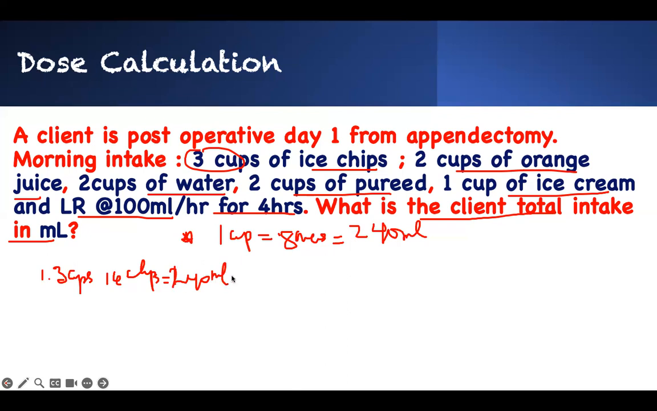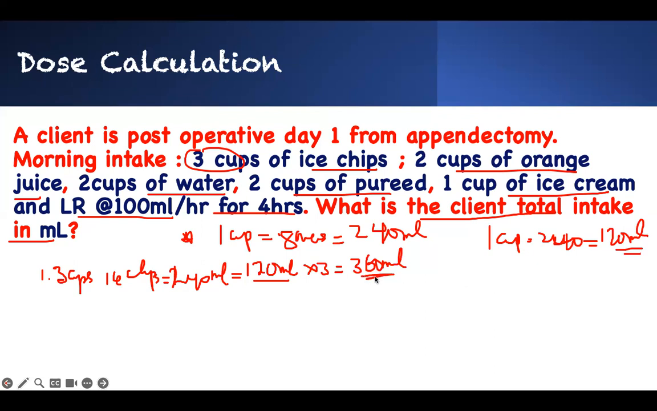But when the ice melts, it only gives you half. So 1 cup will give you 120 ml. So 120 ml times 3 will give you 360 ml. That's the total of the ice that the patient is going to have. Remember, 1 cup of ice, even though it's 240 when it has not melted, will melt in your mouth as you take it in, and lead to about 120 ml of fluid. So this will be 360.